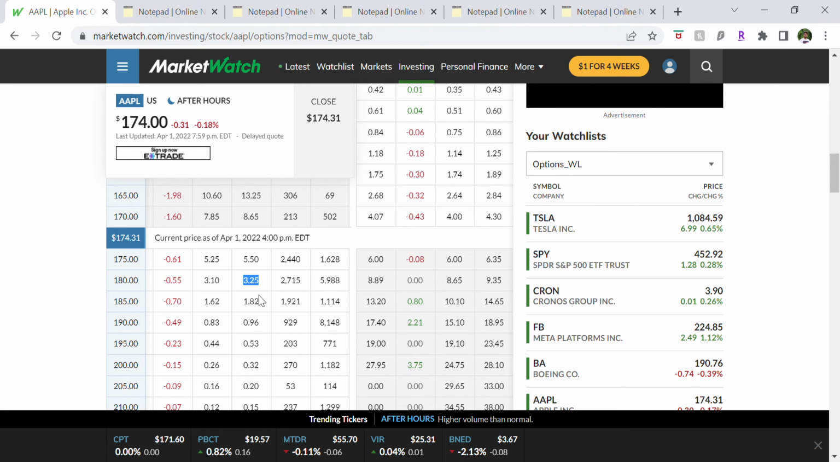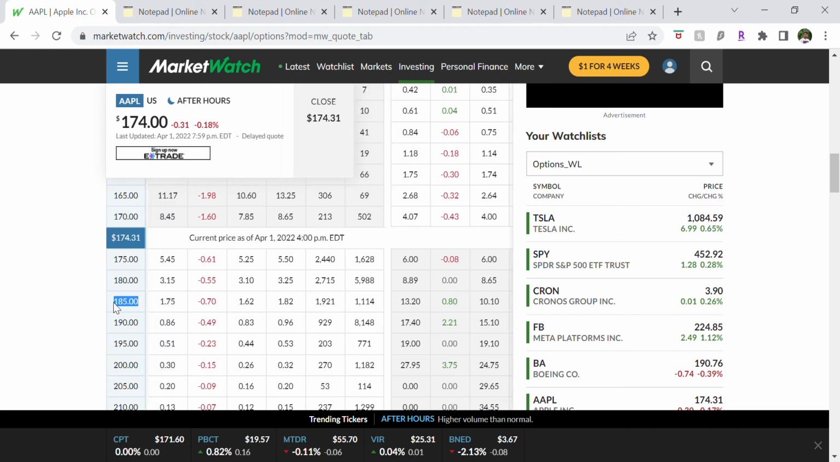For clear understanding, we are buying this one at 3.25, and we have to sell something at a lower call option. Let's say we select the 185 call option. So we are buying at 3.25, selling at 1.82. The difference, I'm not using a calculator here, will be say 1.18 and then 0.25, around 1.43. So the difference is around 143.